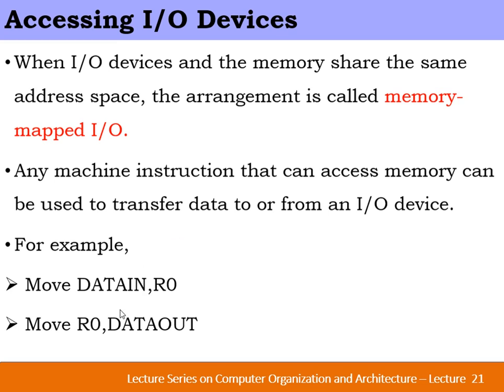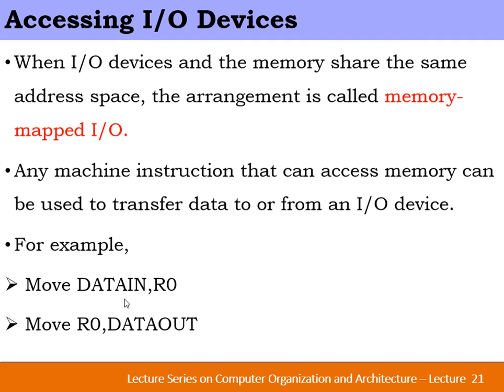So here, for example, we have a MOVE instruction: MOVE data in, comma R0. Here R0 is the processor register, whereas data in is the register associated with the input device. So normally input devices will also have a register associated with them.